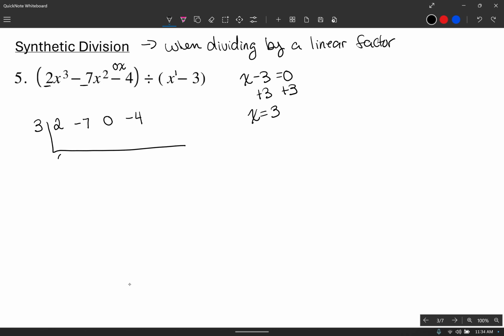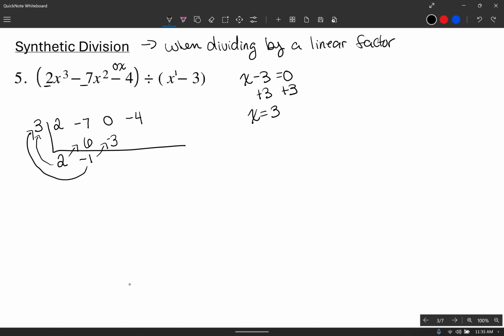So I'm going to drop the 2. Okay, always drop the first one inside the box. And I'm going to multiply it by the 3 on the outside. So 2 times 3 is 6. That is going to go in this next little slot. Then I have negative 7 plus 6 is negative 1. And then I take that times the 3. And that goes here. So negative 3.